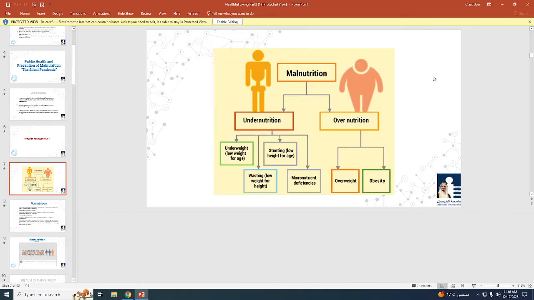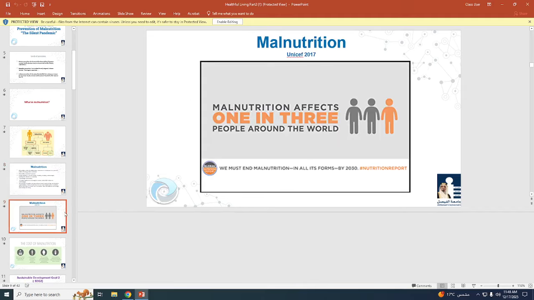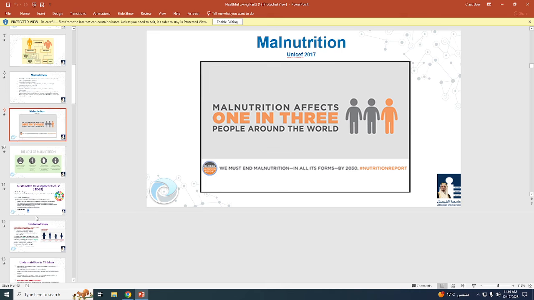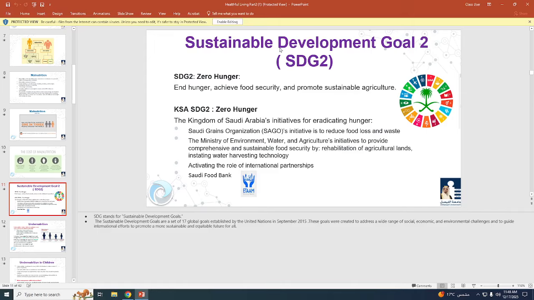What is malnutrition? Malnutrition is this. One out of three have malnutrition. This one is also important. What are the differences in undernutrition? SDG, which one is associated with zero hunger? Which number? You are not required to know those, only SDG 2. What is SDG 2? And what are the initiatives in order to achieve zero hunger in Saudi Arabia?